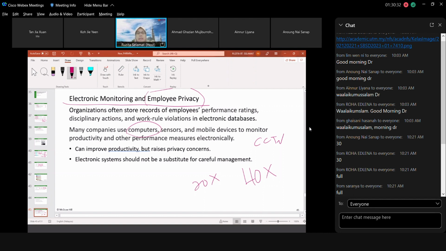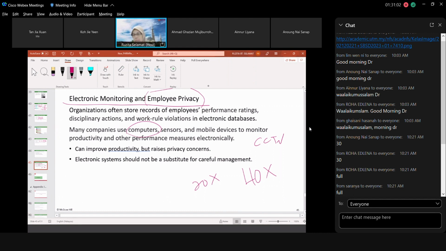Maksudnya as long as monitoring tu ada dia punya justification for the sake of the employees punya performance, mungkinlah mereka tak akan ada masalah. Tapi kalau pekerja boleh buktikan yang all the monitoring tu breach dia punya privacy, then employer mungkin akan menghadapi masalah. Okay. So I guess that's all for chapter 10.